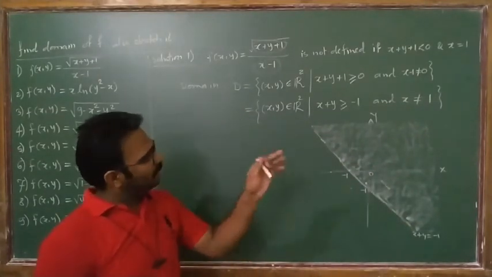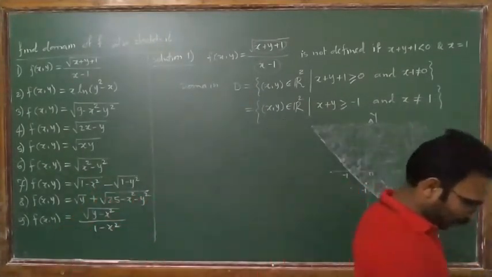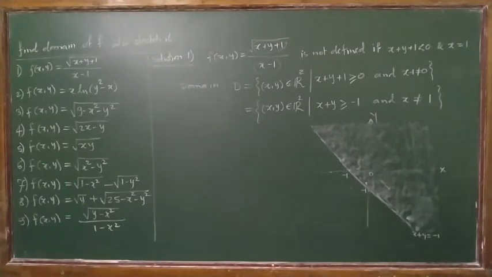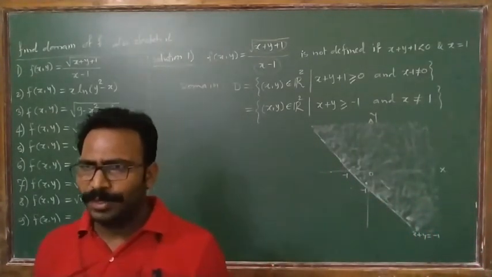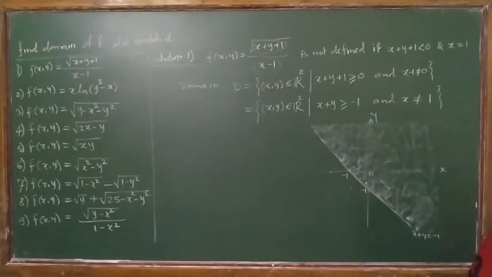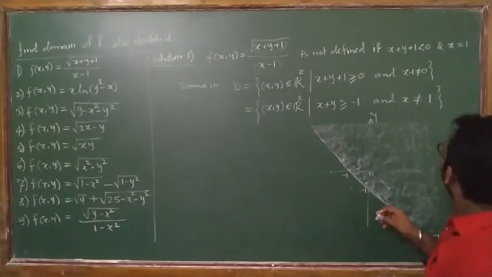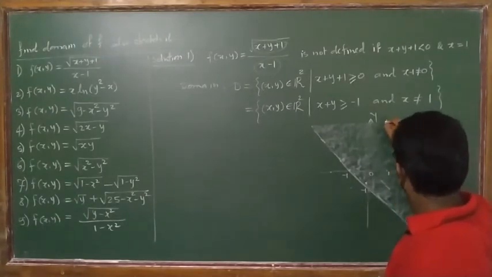So this is the one restriction, x plus y should be greater than or equal to minus 1. The domain should be in this division of R2. The other restriction is that x should not be equal to 1. So what are those elements for which x is 1? We have to observe the ordered pairs for which the x coordinate is 1. These ordered pairs are on this line when x is equal to 1.